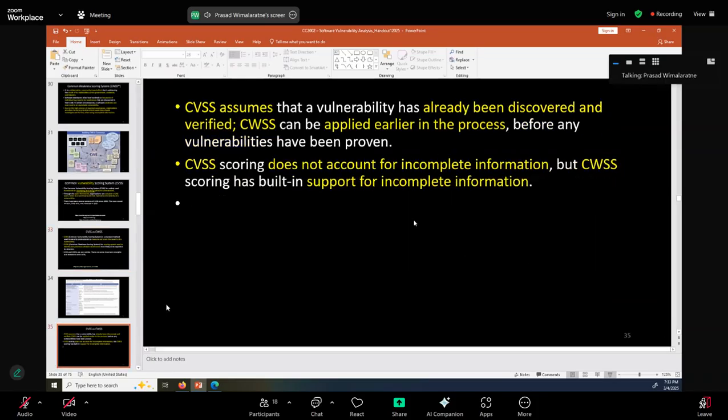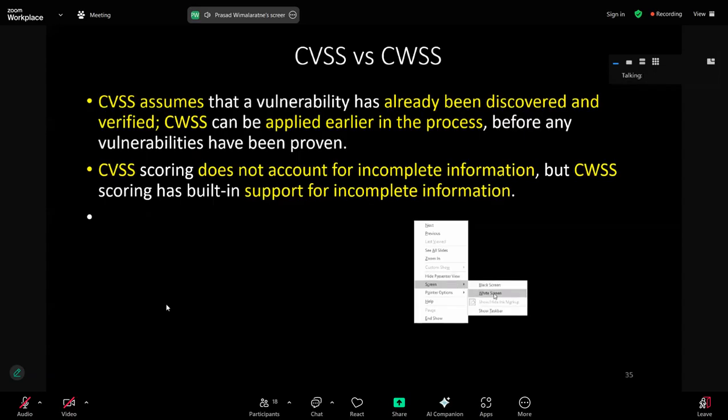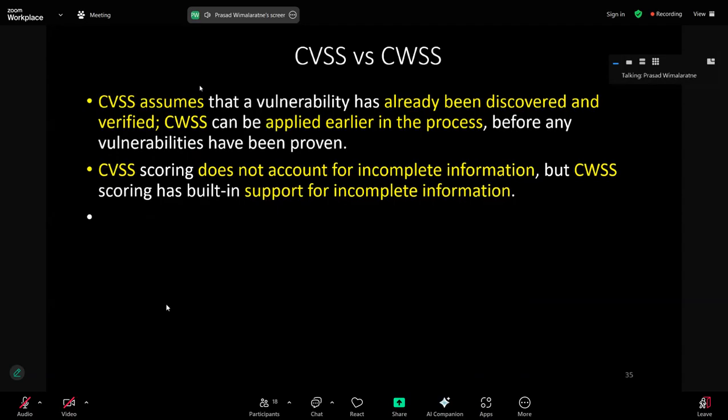So let's take the full screen and then the pointer. Yeah. So when you try to compare, the first one, CVSS, assumes that the vulnerability has already been discovered and verified. So you have to have it ready, right, in order to apply this approach. But CWSS can be applied early in the process before any vulnerability has been proven. So we can see here the question of whether we have identified already or whether it has not yet happened. So it has two different angles or two different approaches to the same kind of problem.